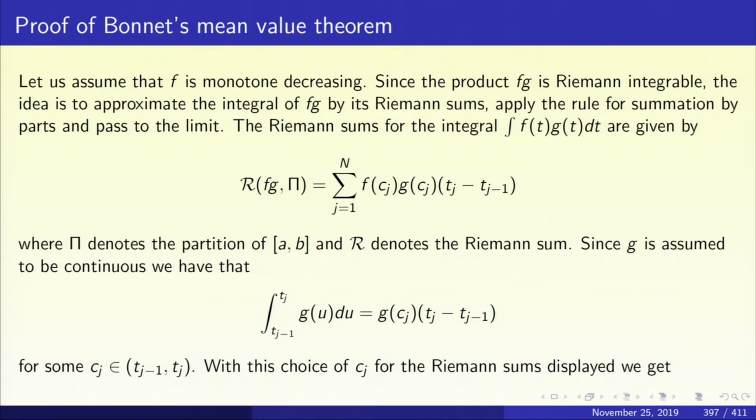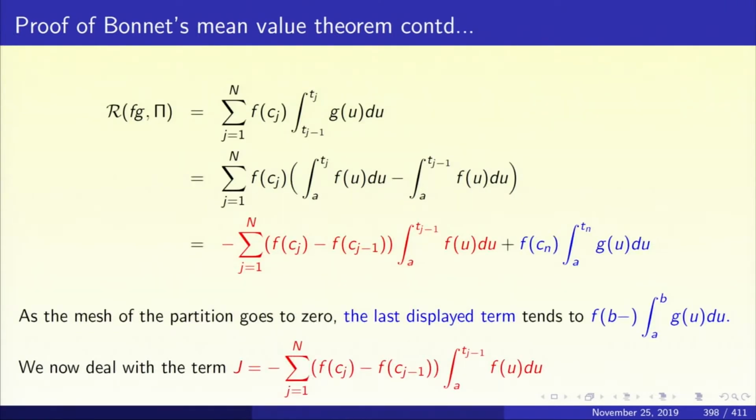Now, we will apply the method of summation by parts to this Riemann sum, but first we must explain how to choose c_j. As explained in the last lecture, c_j is chosen to be that point in the interval [t_{j-1}, t_j] such that the integral from t_{j-1} to t_j of g(u) du equals g(c_j) times (t_j minus t_{j-1}). So, this is the setup. Now, we will apply the rule for summation by parts.